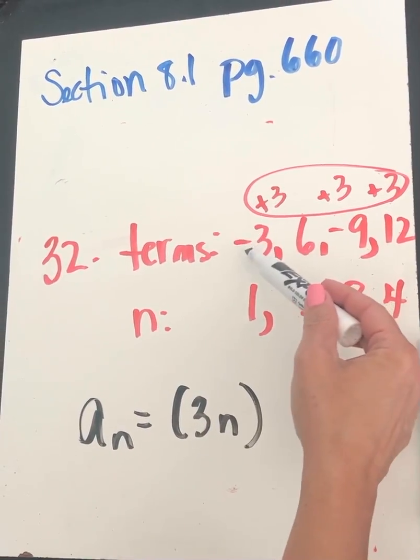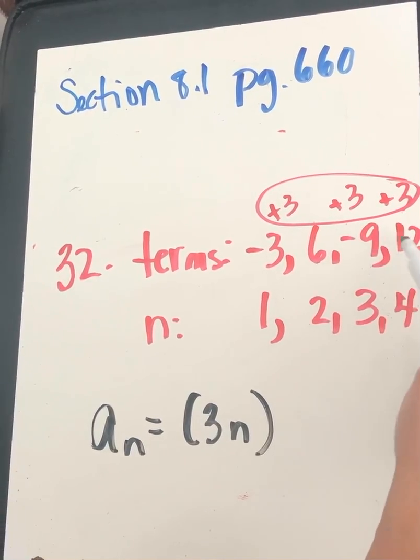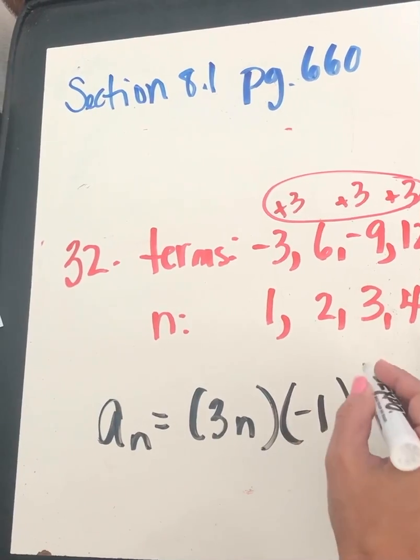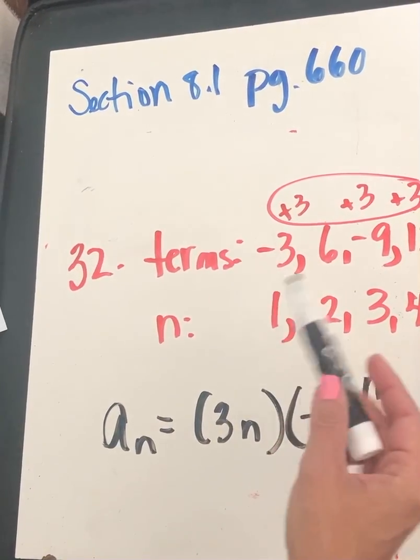Then when they have the signs rotating between positive and negative, what you will do is you will have -1 raised to the power of n. So let's test it out.